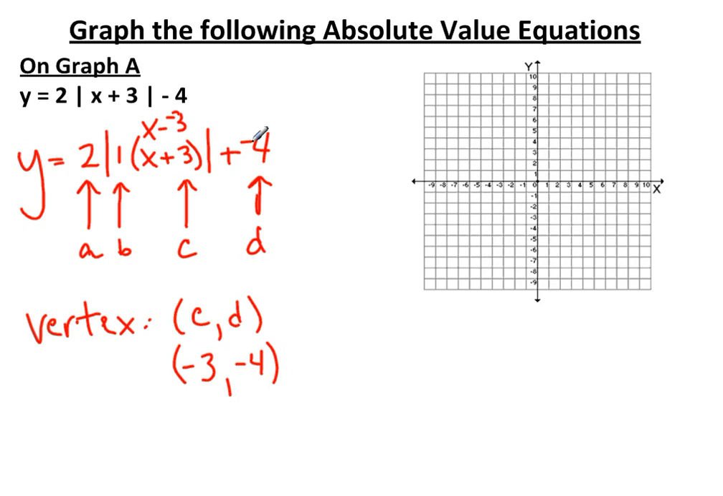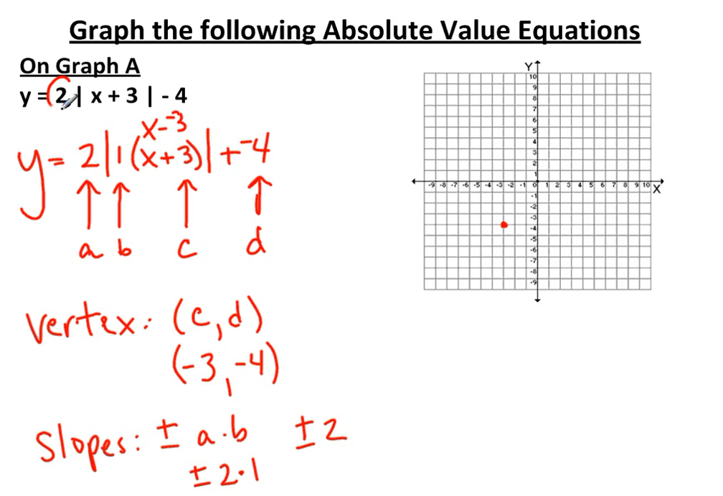So whatever's behind the minus here and whatever's after the plus. So I'm going to go to negative 3, negative 4, put a point. The next thing I want to know is our slopes. Okay, and we're going to have one positive and one negative, and I have to take the A times the B. So if I think about this, A is 2, B is 1, so my slope is just plus or minus 2. But how do I know if I'm going up or down with my slope?